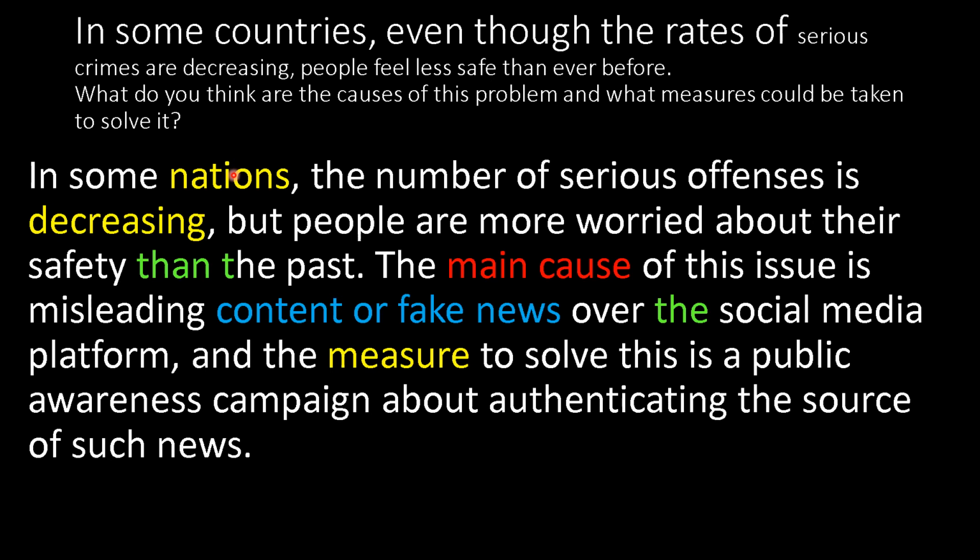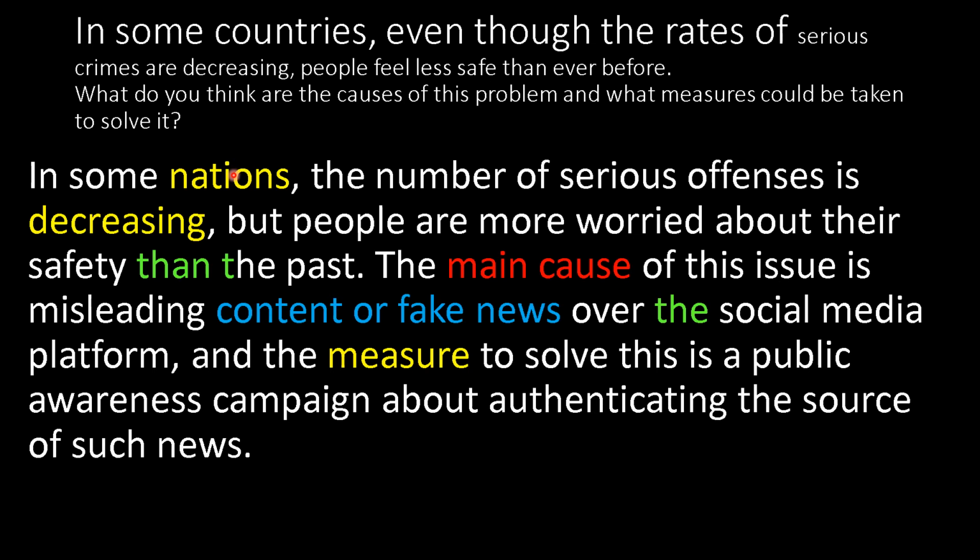Serious offenses, good. Serious crimes, fine. Okay, is decreasing. Once again, repeating the same words. All right, people are more worried about their safety than in the past. Good. All right, red is task response. Does the question ask you to give the main cause or just causes? It says causes, plural. It doesn't say anything about the main cause, so you're answering a question that you're not being asked.